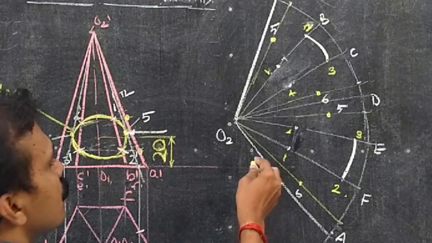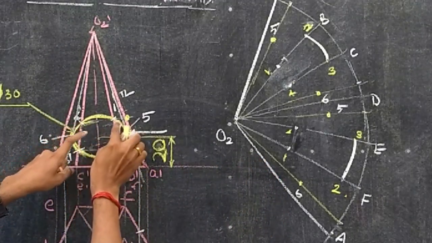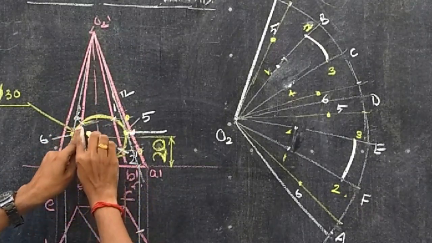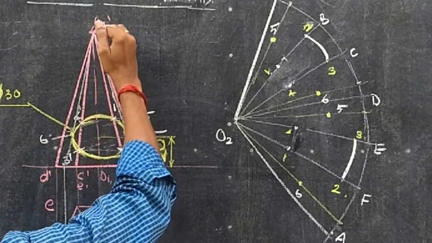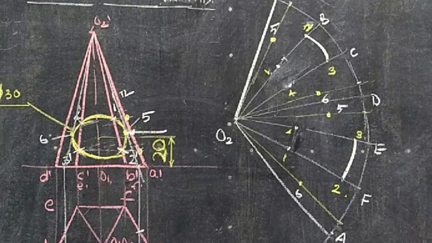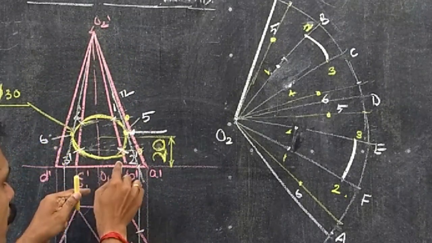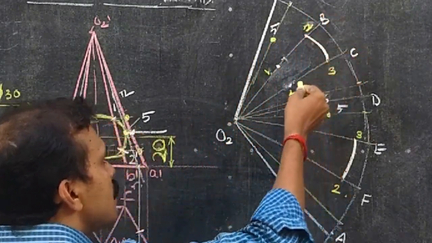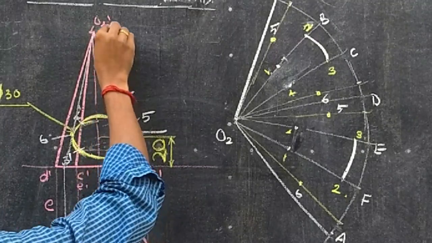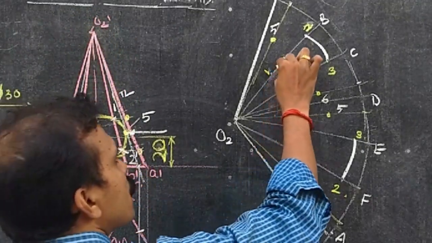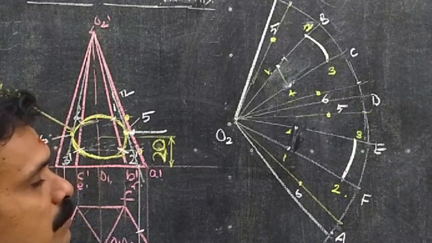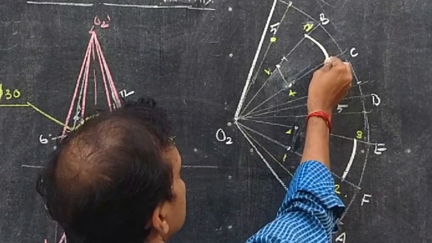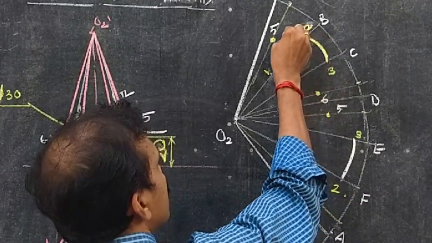Now, see, from 1 to 4, the curve is like this. That means it is nearing to the apex. In this, it is nearing to the base. It is going towards the base. So in that case, we can draw like this. But here, since it is going towards apex, this curve should be like this only. Understood? So connecting all this and keeping all these things in mind, we can connect this line.